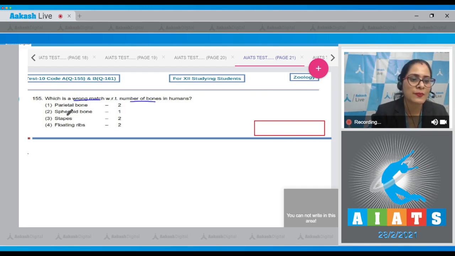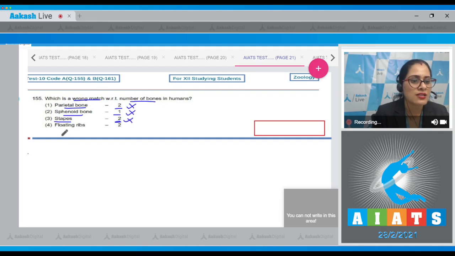The very first option is parietal bone, and as it is a paired bone, the number given is 2, which is a correct match, so cannot be a correct answer. Second option is sphenoid bone, as it is an unpaired bone, so the number given is 1, and as it is a correct match, this cannot be a correct answer. Stapes is an ear ossicle present in middle ear, and as it is also paired, 1 in each middle ear, the number given is 2, so this is a correct match and cannot be a correct answer.